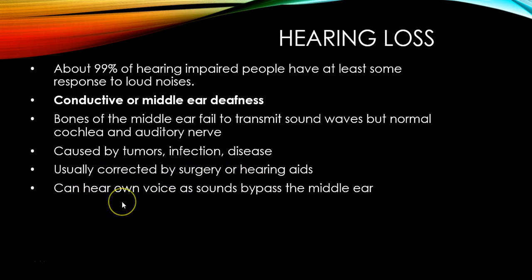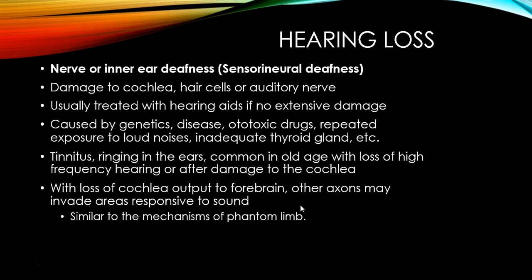And interestingly, people with middle ear deafness can hear their own voice because your own voice actually bypasses the middle ear and just vibrates the inner ear directly. If someone has nerve deafness or inner ear deafness, also called sensory neural deafness, this is when there's damage to the cochlea or the hair cells in the cochlea or the auditory nerve. This can be treated with hearing aids if there's not extensive damage. It can be caused by genetics, disease, repeated exposure to loud noises, etc.